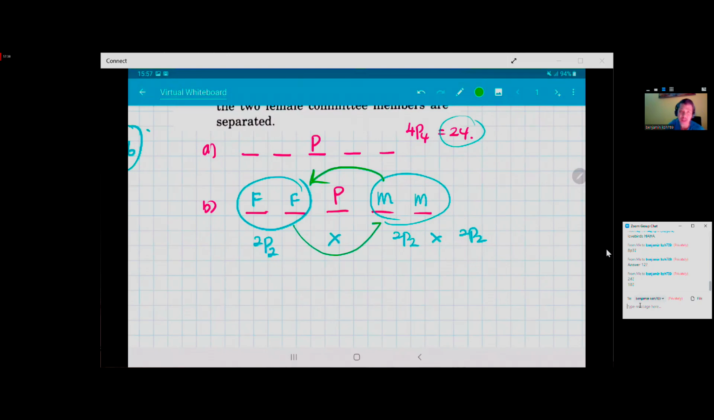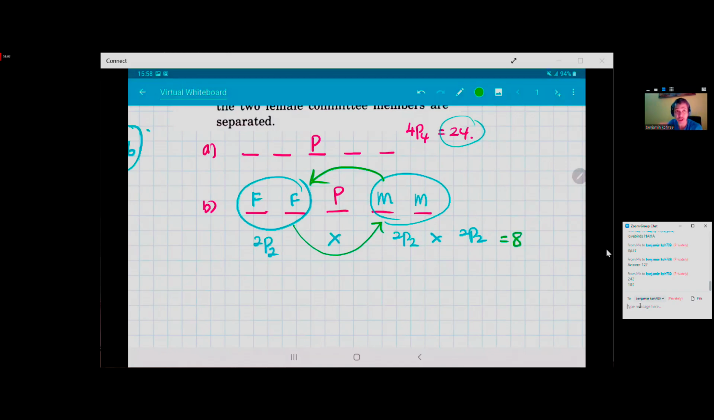Boleh faham tak? So these two groups can change position. I know, earlier I'm doing together first. You are right, the question says separated. But I'm doing together first. So you found that the last 2P2 is because these two male and female groups can change position. Boleh tukar tempat. So 2P2 times 2P2 times 2P2, what you get is 8.